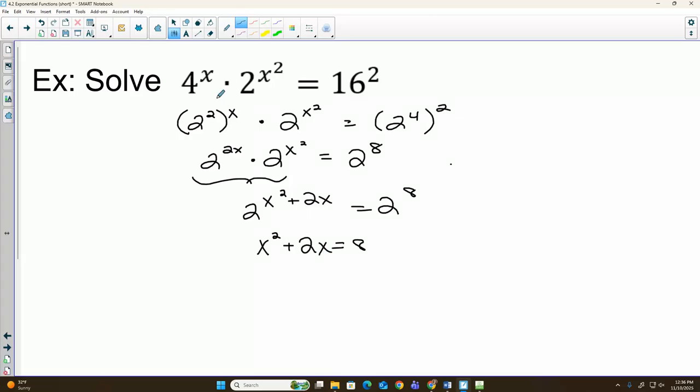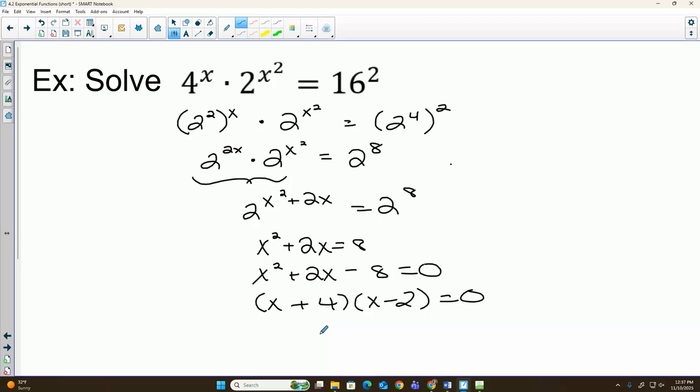So everything had to be the same base first. Now we use our exponent rules. Power to a power will multiply. When the base is the same, you add the exponents. Then we use our property that says we can drop the base. So x squared plus 2x minus 8 equals 0. What multiplies to negative 8 and adds to positive 2? So we get negative 4 and 2.